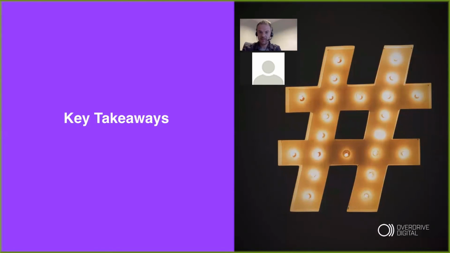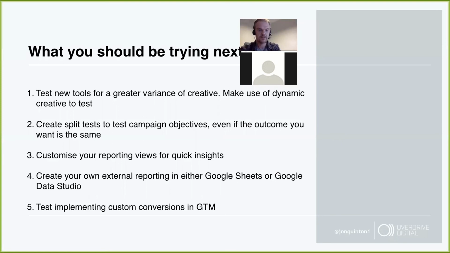Cool. So just to wrap up, definitely things that you should be trying. Test some of those creative tools. Go for really big variances of creative within the limits of your brand. Make use of dynamic creative to test. Use split tests. Use the test and learn hub in the Facebook Ad Manager. Test different campaign objectives, even if the end goal for you is the same, to see how the different objectives can change the costs of getting there. Customize the reporting. Create your own reports using a connector like Supermetrics or something else in Google Sheets or Google Data Studio, and then go and have a play with Tag Manager. Do that. And there we go.